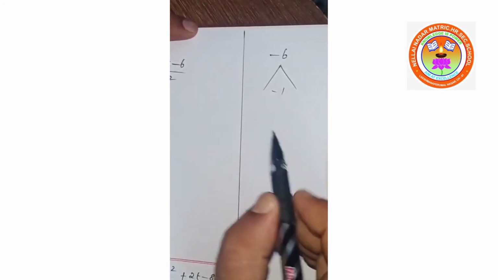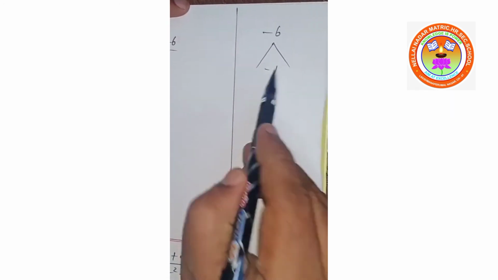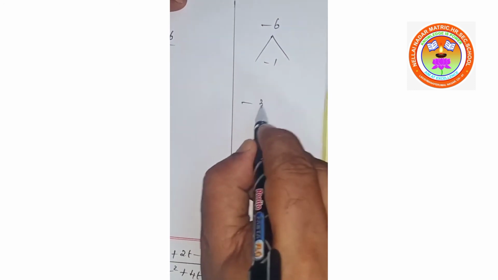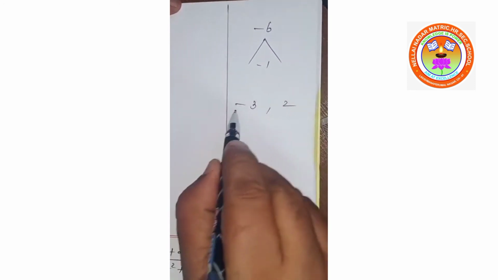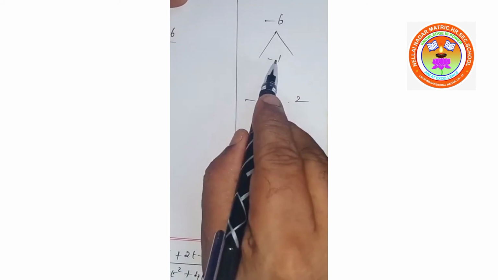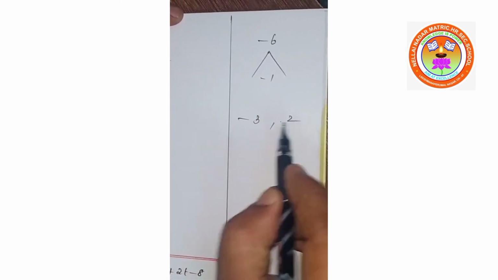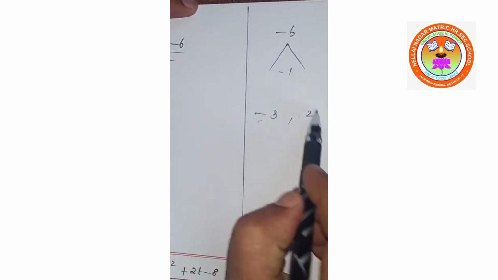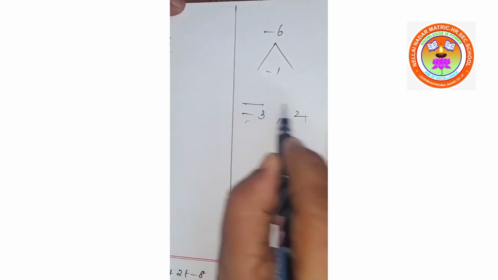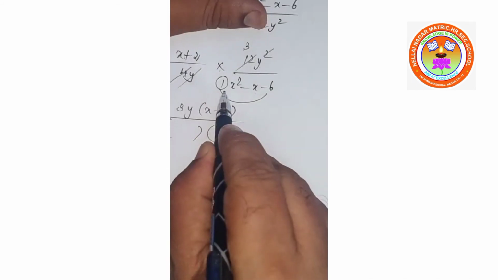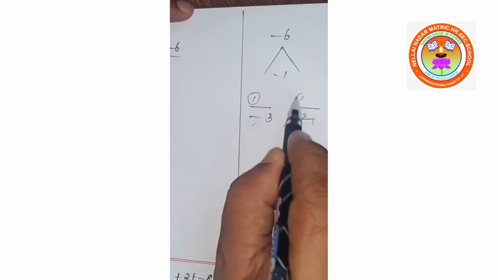Product minus 6, sum minus 1. The two numbers are minus 3 and 2. We can verify. Minus 3 plus 2 is equal to minus 1, if we add the two numbers. If you multiply the two numbers, minus into plus is equal to minus, 3 2s are 6. Now, what is the coefficient of x squared? 1. Write 1 in the numerator.